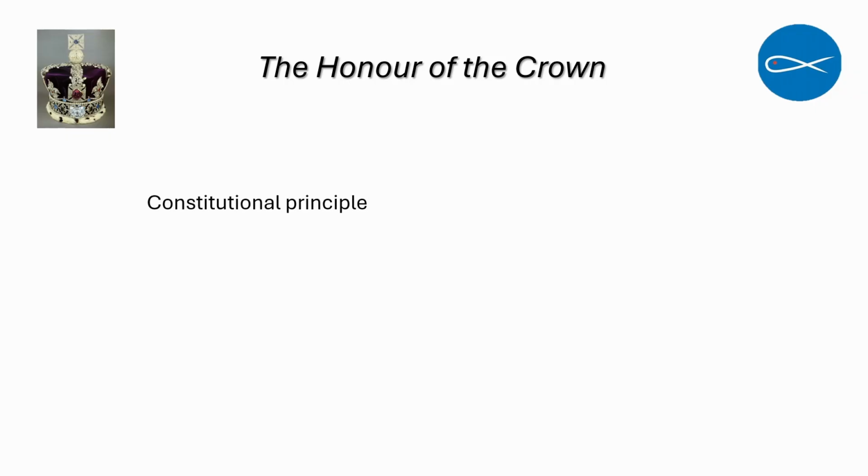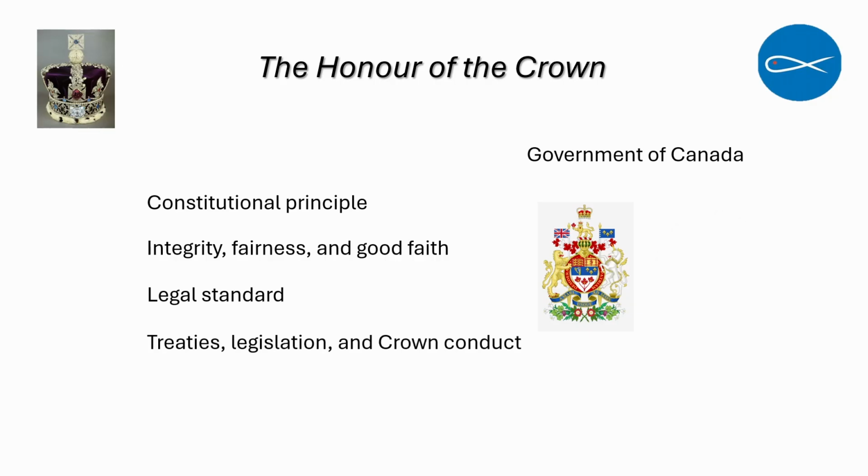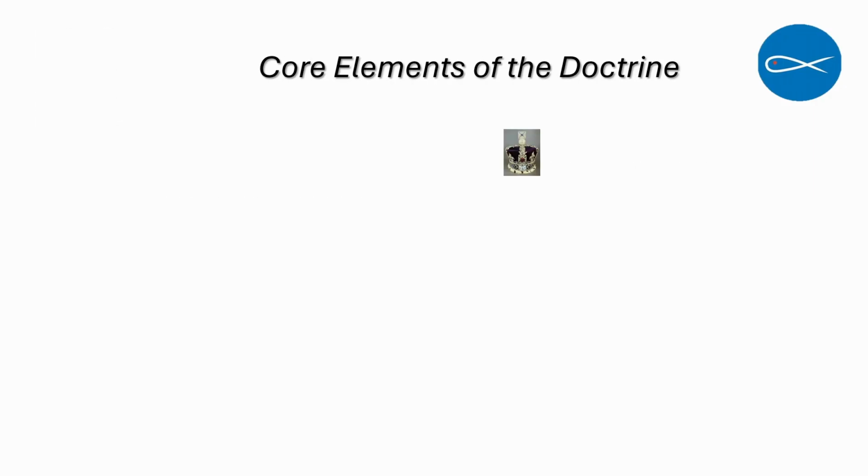The honor of the crown is actually a constitutional principle that requires the Government of Canada and provincial governments, when acting on behalf of the crown, to behave with integrity, fairness, and good faith in all dealings with Indigenous peoples. It is not symbolic, nor a mere courtesy. It is a legal standard that shapes how courts interpret treaties, legislation, and crown conduct with regards to First Nations, Métis, and Indigenous peoples. Here is a quick rundown of the core elements of this constitutional principle.